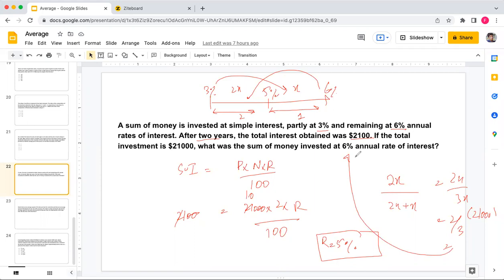The idea is you can use averages, weighted averages in interest questions as well, the mixture question as well, even in speed and distance questions as well, and lastly in profit and loss as well. So try to understand this method as much as you can. And there must be at least 1 or 2 questions from weighted average in the actual exam.